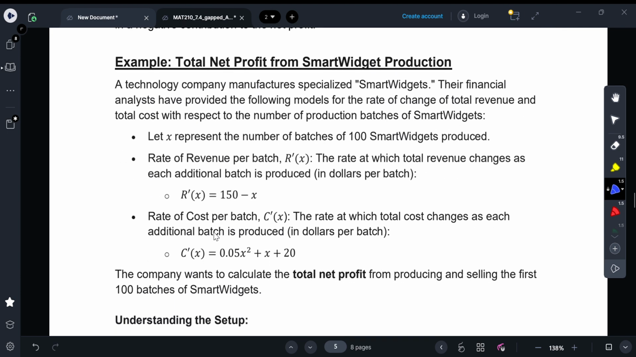A technology company manufactures specialized smart widgets. Their financial analysts have provided the following models for total revenue. Let X represent the number of batches of 100 smart widgets. Rate of revenue per batch. See, as soon as they give you the rate of revenue, this is R prime, not the actual revenue function.